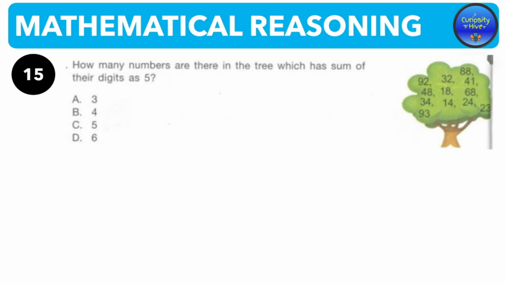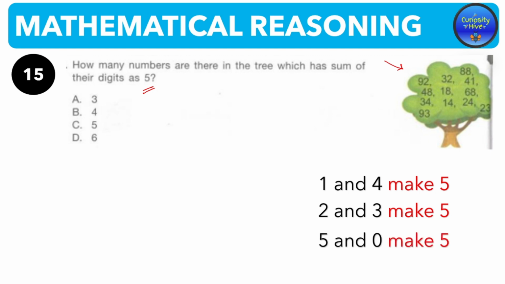To our next question, which says, how many numbers are there in the tree which has a sum of their digits as 5? Can you find this? Well, we can do this much quicker. Now, 5 is made up of, let's see, 1 plus 4 make 5, 2 and 3 make 5, and 5 and 0 make 5. So our number should contain 1 and 4, or 2 and 3, or 5 and 0. And such numbers are 41, 32, 14, and 23. Means the right answer is option B, 4.